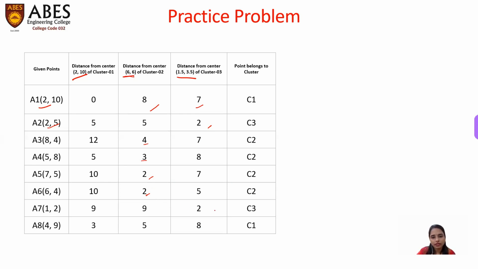Then in case of A7, the distance 2 is less, which is the distance from center of cluster 3. Then A7 also goes to cluster C3. And the last one, A8, the distance 3 is less as compared to other distances. And this is the distance from the cluster center C1. That's why A8 goes to cluster C1.